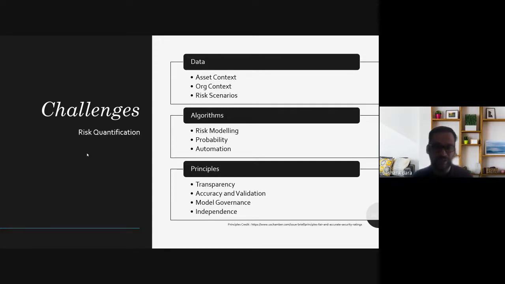Still, we need to come up with models that are reasonably accurate, and we can validate these models over a period of time and such like. So it's a very, very fascinating field again. There's a lot of work to be done.